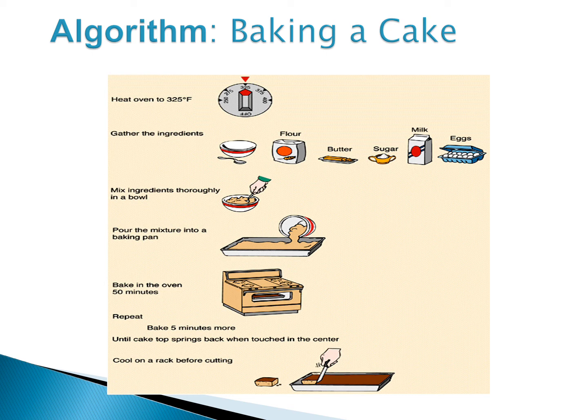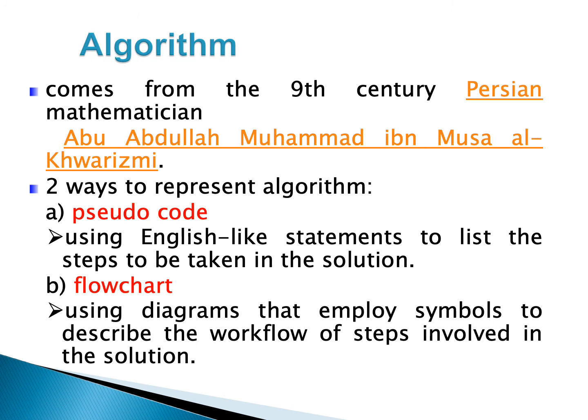Similarly, in any program that we want to write, there are steps that need to be followed. There are two ways to represent an algorithm, which are pseudocode and flowchart. We are going to learn both of them. Pseudocode is using English-like statements to list the steps to be taken in the solution. Flowchart is by using diagrams that employ symbols to describe the workflow of steps involved in the solution.